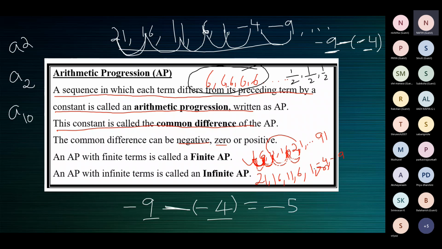Finite is when you take this example: 1, 6, 11, 16, 21, and so on till 91. So we know the last term of the AP. When you know the last term of the AP, it's a finite AP, because you can count the number of terms. You know how many terms there are in the AP. We can find how many terms the AP has; we'll see all that. So an AP with finite terms means you know the last term. It ends with 91. There's nothing after 91.